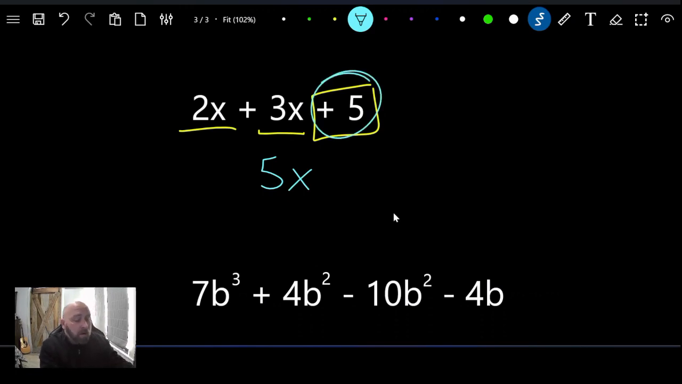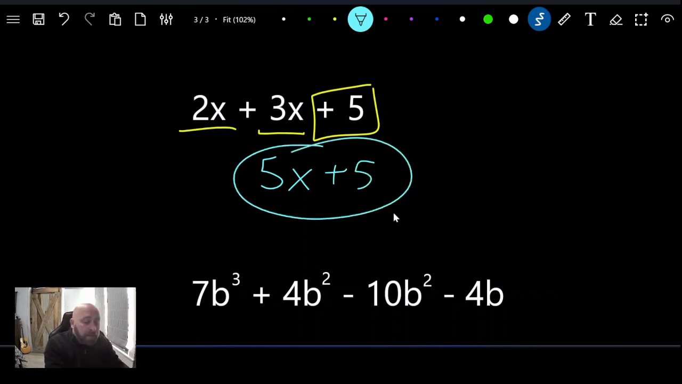And over here, all I have is a 5. I don't have anything to combine it with, so I would just leave it the same. There's nothing to add to it. This would be my answer.